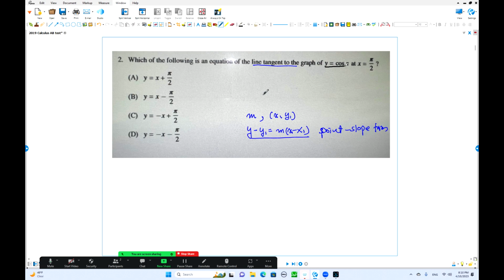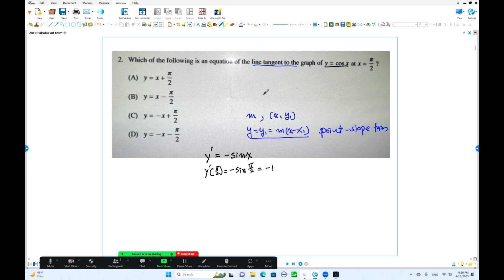This is the function f of x. So y prime, I'm going to use y prime because they have used y there. Cosine x prime is negative sine x. That is the derivative. So over here, y prime when x equals pi over 2, we can find the slope, right? Minus sine pi over 2. Sine pi over 2 is 1. We still have the negative sign there. Negative 1 is the slope.